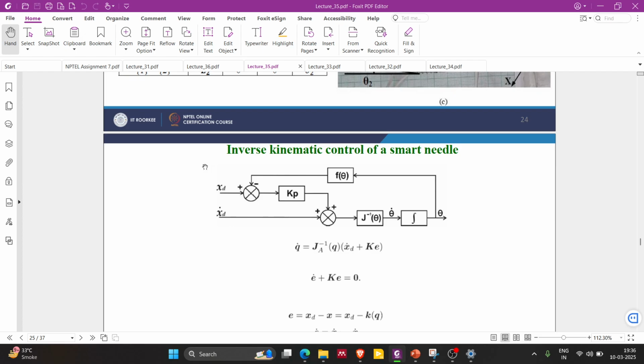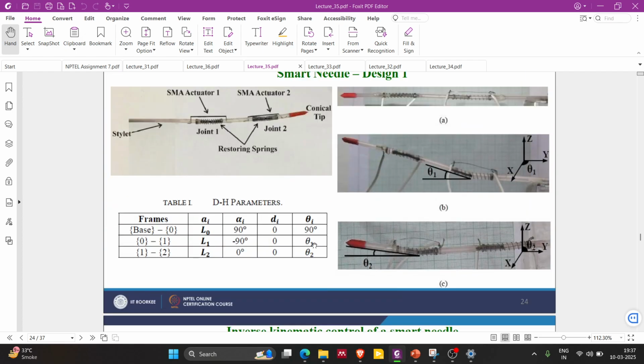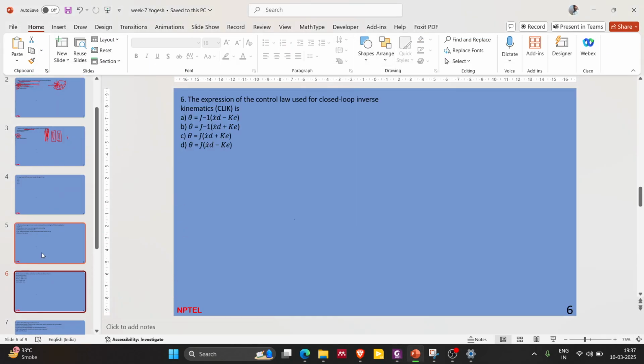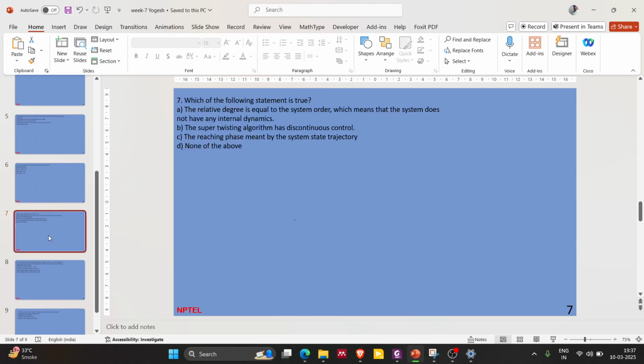This is what you have given as an input, and based on this input, you have used this value to get Q dot. Q dot is basically theta dot, and there are two, theta one and theta two, and this is what you get. So please do remember this equation. And I think let's go to the next question here.